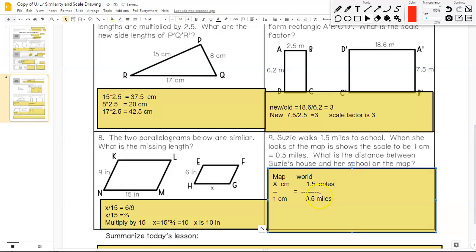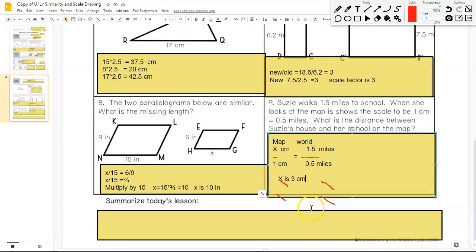So we have miles and miles. Now notice, just like with numbers, if we have the same unit on top and bottom, they actually cancel out. So these cancel out, and we're just left with a pure number. So if we know what 1.5 divided by 0.5 is, that's going to let us know what x is. All right? So 1.5 divided by 0.5 is 3. So our x is 3 centimeters. So on the map, the distance between the school and Susie's home is 3 centimeters.